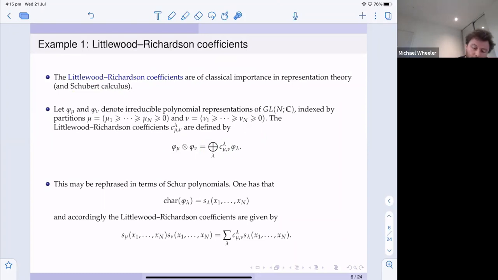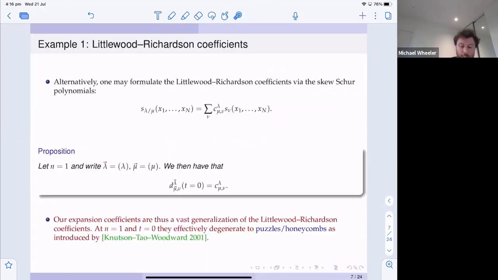And more concretely, you can actually turn this into a statement about the Schur polynomials. So if I actually take the character of these representations, as is well known, these are nothing but the Schur polynomials in capital N variables. And so in that case, this statement here becomes just the multiplication rule for 2 Schur polynomials. So I take S mu times S nu and expand over the Schur basis, and then these coefficients here are precisely the Littlewood-Richardson coefficients. Okay, so that's one way of phrasing the problem.